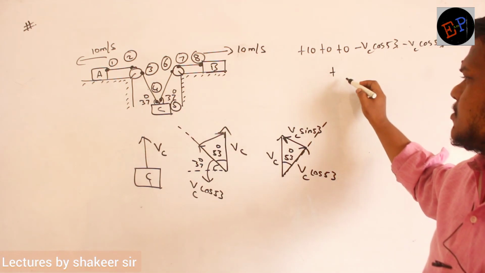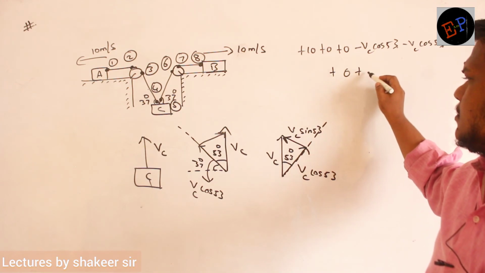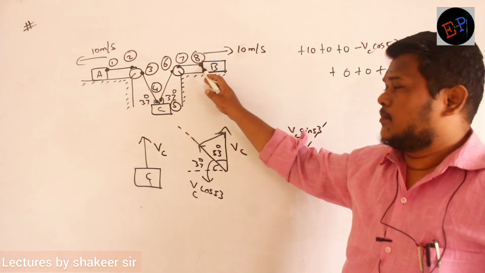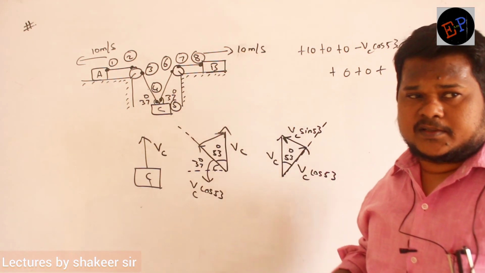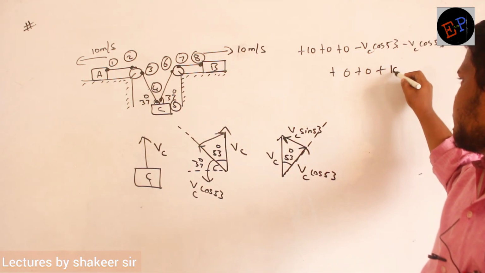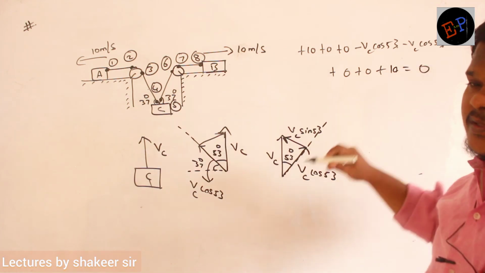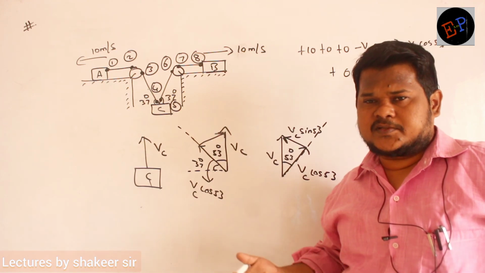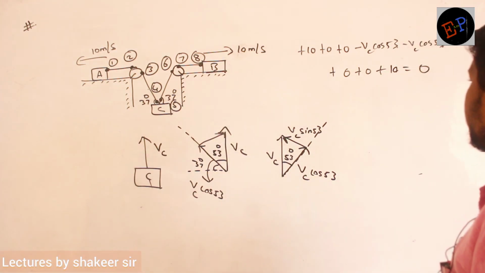Velocity of point number 6? 0. Point number 7? 0. Point number 8? Plus 10 or minus 10? Plus 10. Plus 10. Total should be 0. Now can't you calculate the Vc value? That's all. Very simple. Clear ma? Come on, do the calculation.